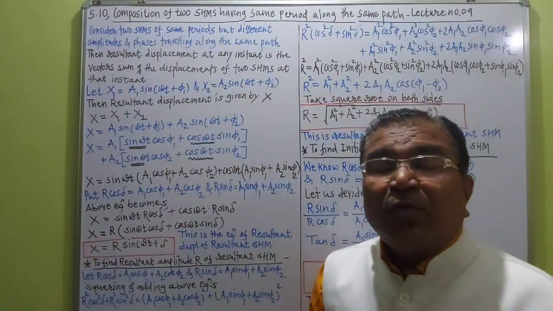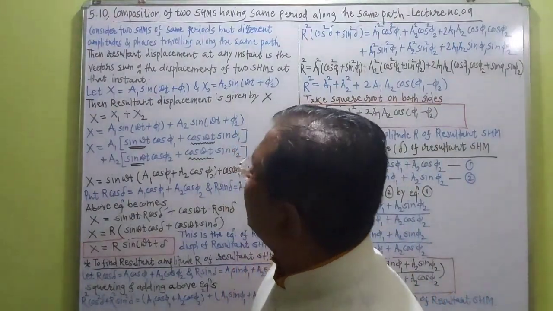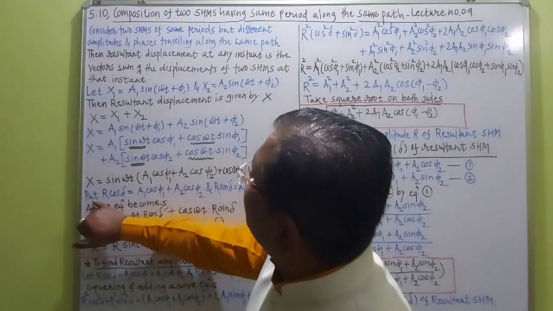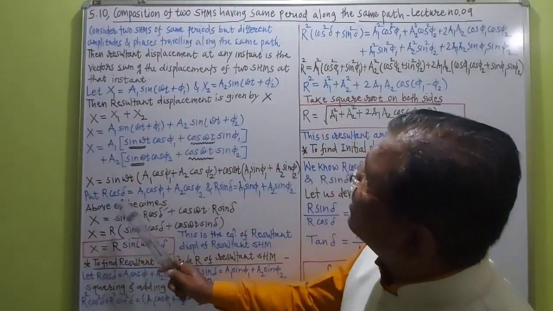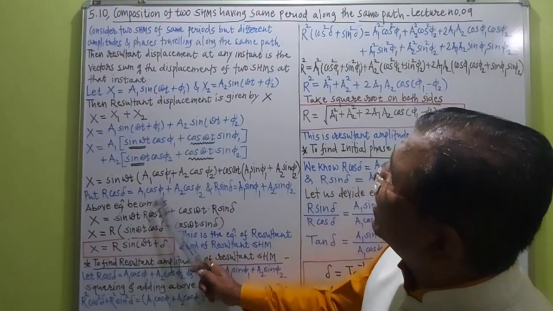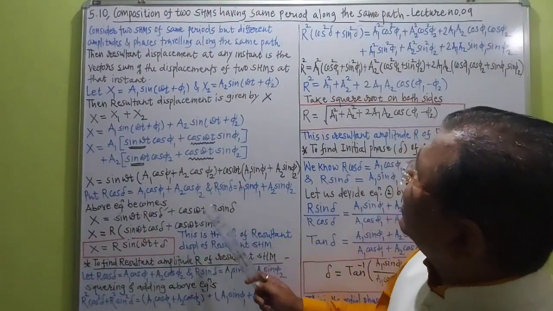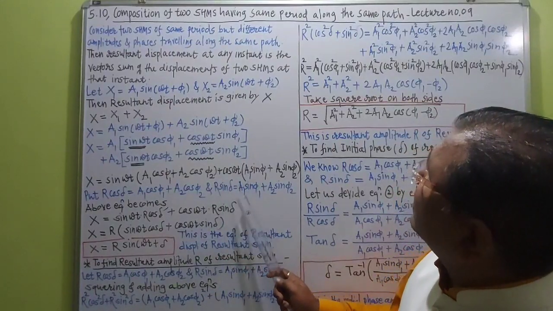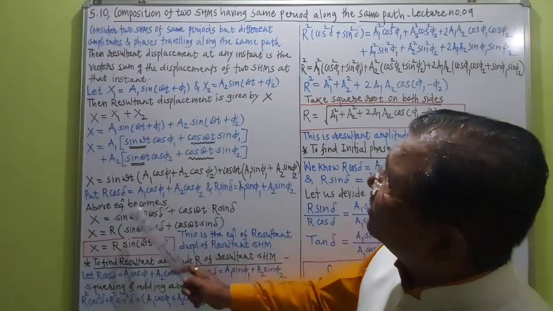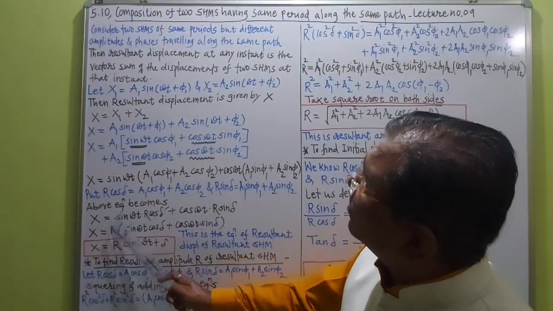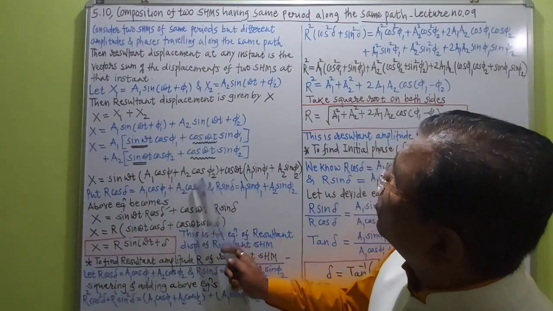Then for our simplicity, let us imagine. Put r cos delta equal to A1 cos phi 1 plus A2 cos phi 2. This term is r cos delta. Then r sin delta is equal to A1 sin phi 1 plus A2 sin phi 2. Then the equation will become what? Capital X is equal to sin omega t as it is, times A1 cos phi 1 plus A2 cos phi 2.